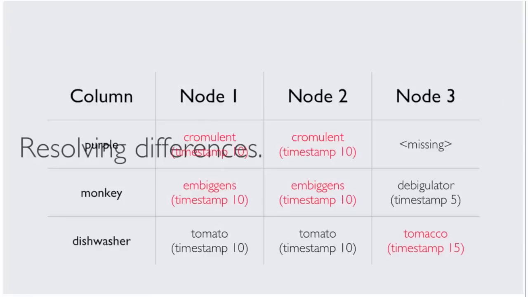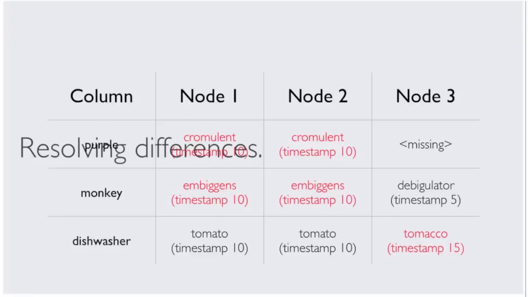On the left-hand side, we have some different columns: purple, monkey, dishwasher, and we have nodes 1, 2, and 3. The red text is the value that wins according to the timestamp. So in the first column, say node 3 doesn't have a value for purple, nodes 1 and 2 do, and their values agree because they have the same timestamp, so we use that.